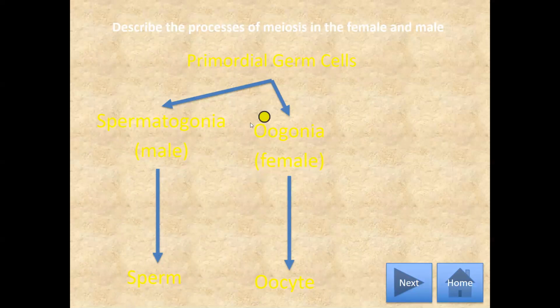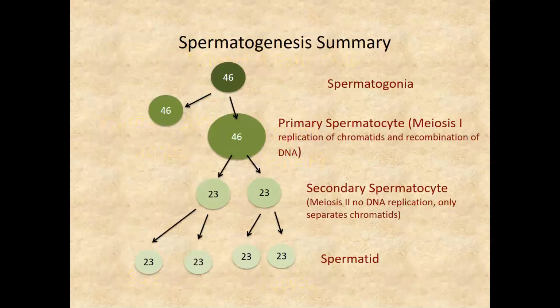But it's not the same. For every one oogonia that gets stimulated in the female, only 1 oocyte gets created. And so it's not the same process, although they do involve both a reduction step and then a separation of chromatid step. I'm not going to ask you these details on the next 2 slides. I just want you to understand this, because this is a part that trips up people. If you just start off right, then I think that you'll be able to follow this.